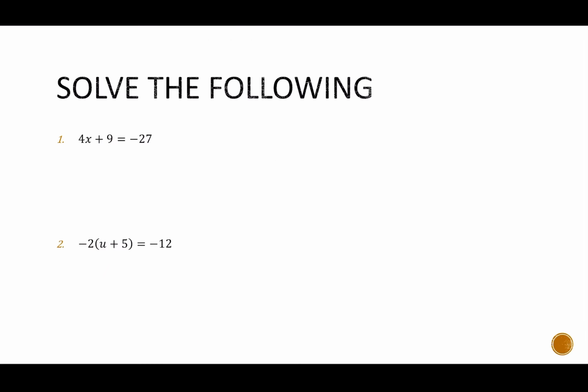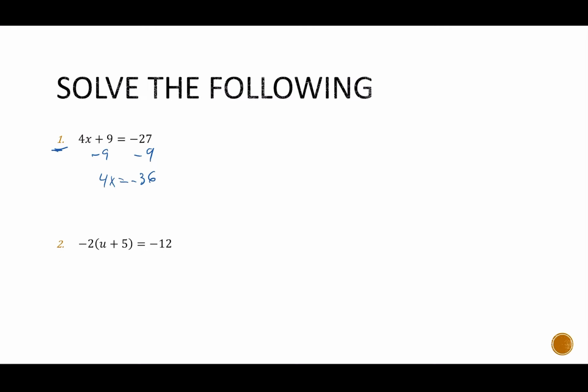If I'm asked to solve an equation, we're going to approach this step by step. So first, we want to simplify each side of the equation. So looking at number 1, I can see that each side of the equation is fully simplified. What I need to do now is get my variables on one side and my constants on the other. So I'm going to subtract 9 from both sides to get 4x equals negative 36.